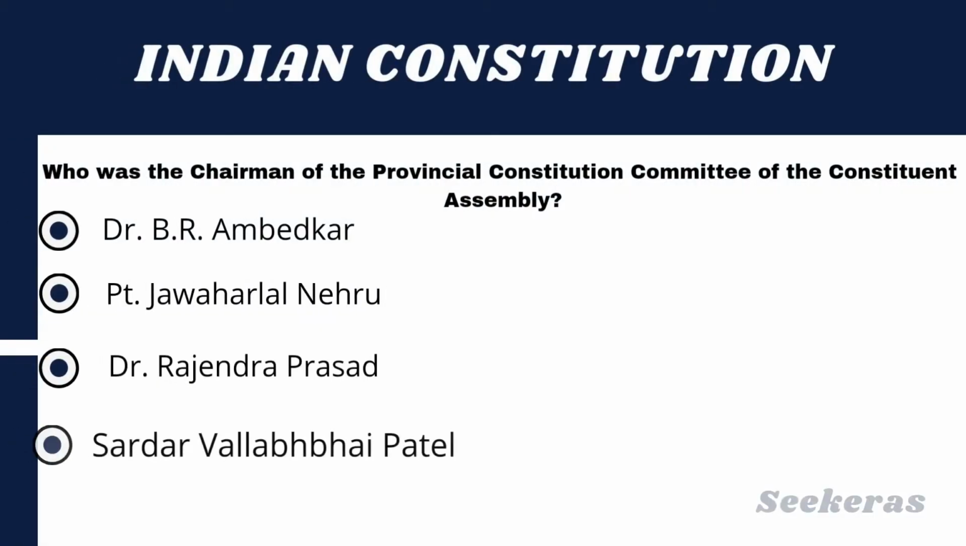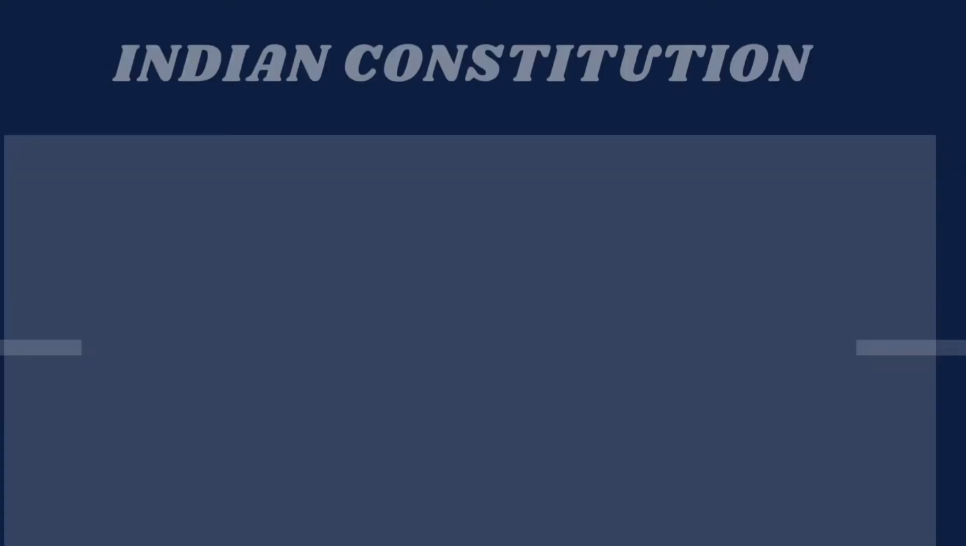Question number 10. Who was the chairman of the Provincial Constitution Committee of the Constituent Assembly? Option A. Dr. B.R. Ambedkar. Option B. Pandit Jawaharlal Nehru. Option C. Dr. Rajendra Prasad. Or option D. Sardar Vallabhbhai Patel. The answer is option A. Dr. B.R. Ambedkar.